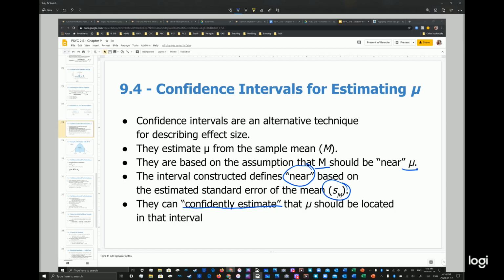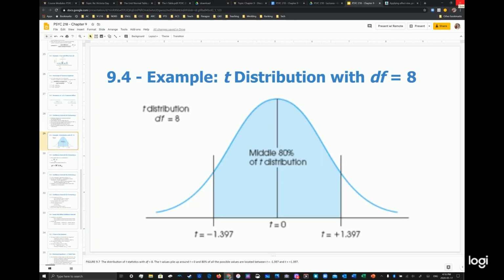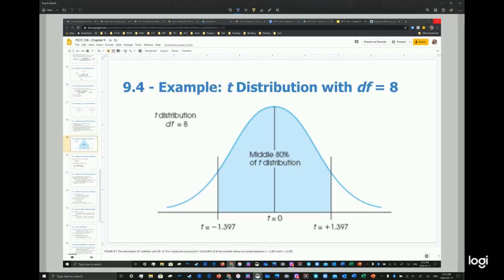And one of the better ways to explain this is with a distribution. So, for example, we have a t-distribution with 8 degrees of freedom, so the sample size is 9, and then we find the critical values at a particular interval. Here it is 80%. Again, there are guidelines for setting the confidence interval as well, but for now we use 80%.